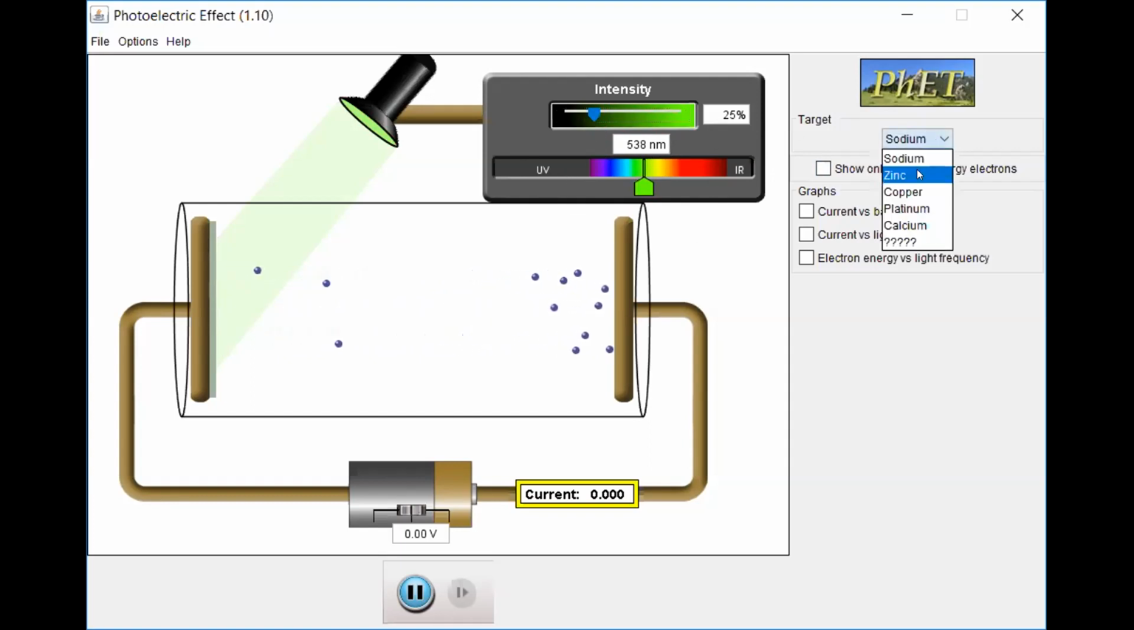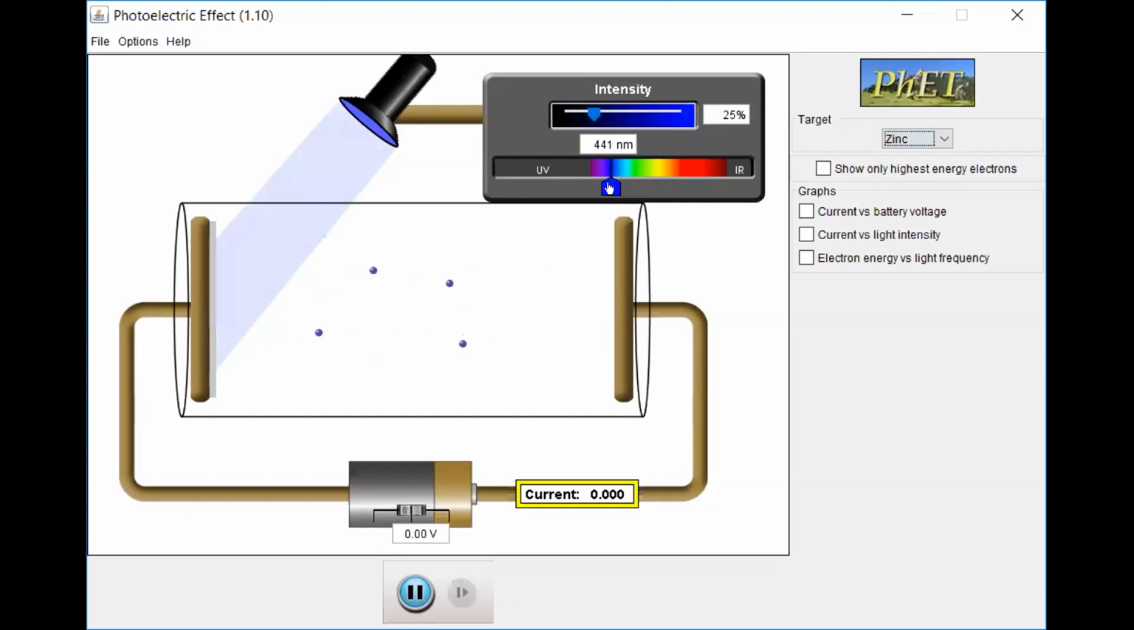But if we change to something like zinc, you might find a different threshold frequency. You can see as you turn it up, for zinc we have to go out a little farther, a little farther, a little farther, way out into the UV region, somewhere back here. So way out in the UV region is where the threshold frequency for zinc is. Different metals have different threshold frequencies. So we're going to take this back down to around 540 nanometers, a little bit more than that.